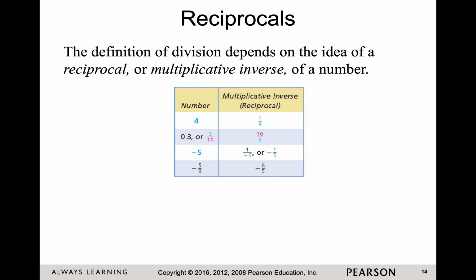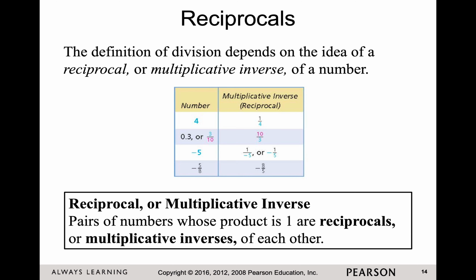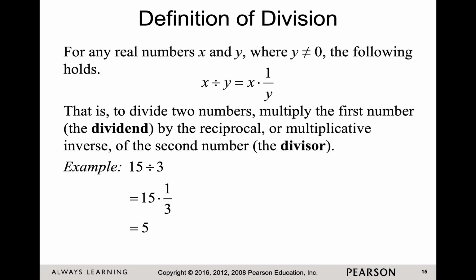So negative 5 is negative 5 over 1. The reciprocal does not change the sign, and it becomes negative 1 over 5. If two values are a reciprocal, then they would cancel out. So 5 times 1/5 would be 1.